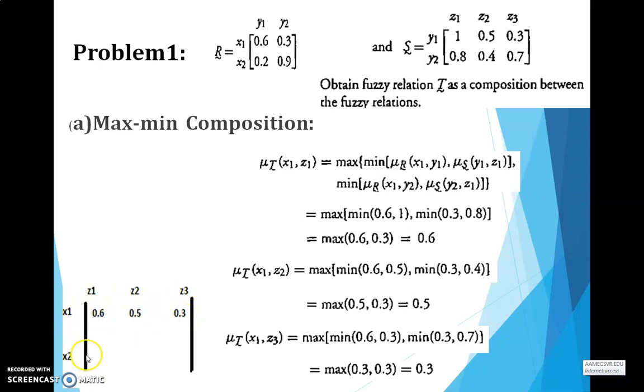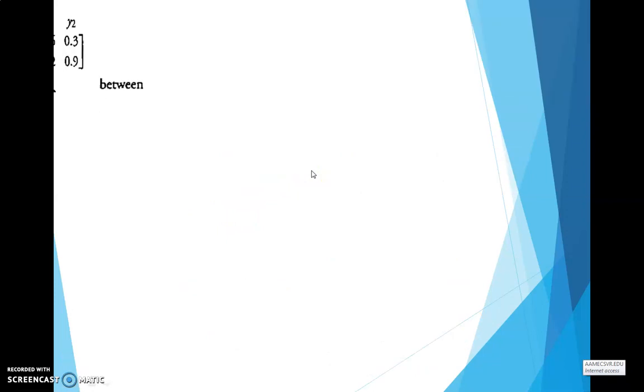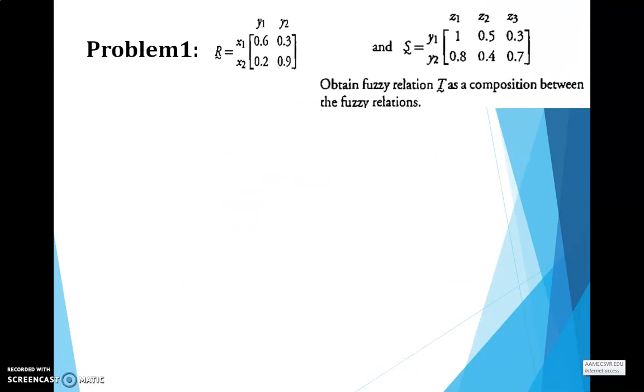Now we compute the second row based on the formula. The same formula we use for x2 to z1. So we compare x2 to y1 0.2, from y1 to z1 1, the value will be 0.2. x2 to y2 0.9, y2 to z1 is 0.8. The minimum value from these two is 0.8. Comparing 0.2 with 0.8, the value will become 0.8.